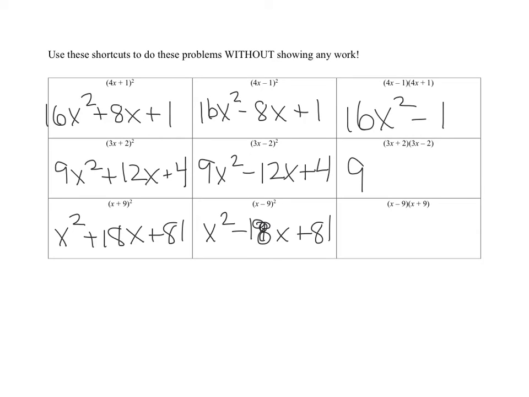This one, 3x times 3x is 9x squared. 2 times negative 2 is negative 4. And this next one, x times x is x squared. Negative 9 times 9 is negative 81.